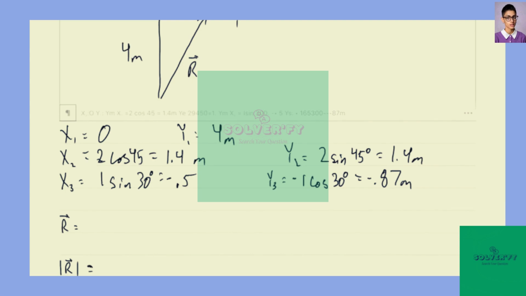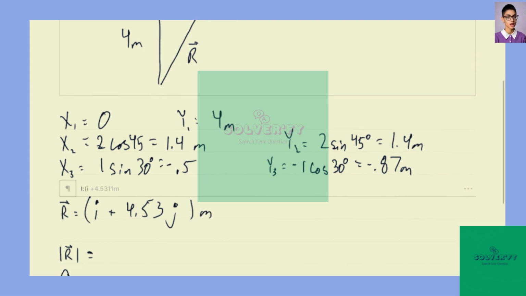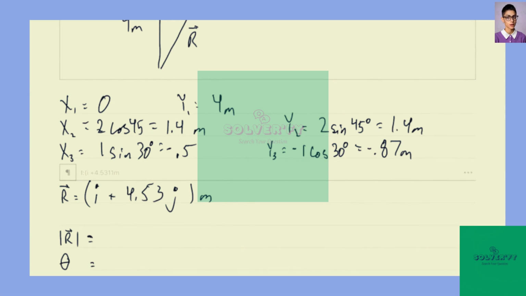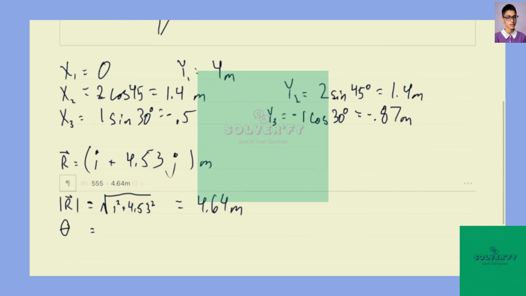When you add these all together, you get the vector r equals 1 i plus 4.53 j in meters. Now, the magnitude of r can be found by doing the square root of 1 squared plus 4.53 squared. Now, this gives us a magnitude of 4.64 meters.